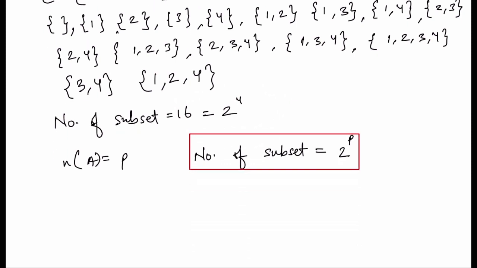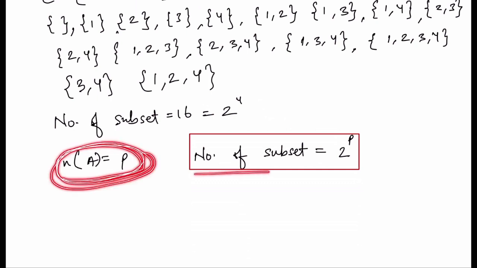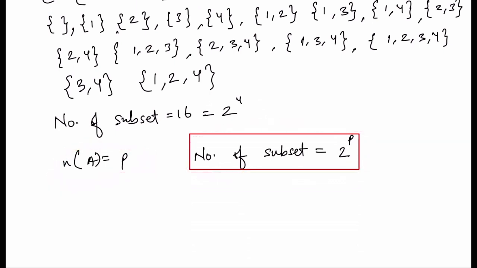And we have formulated that if the number of elements of a set is given to you, let it be p, then the total number of subsets will be 2 power p.